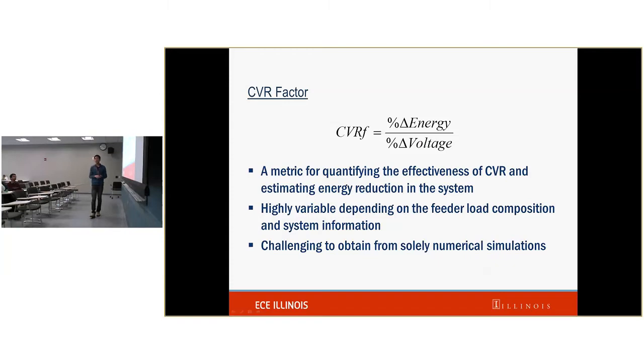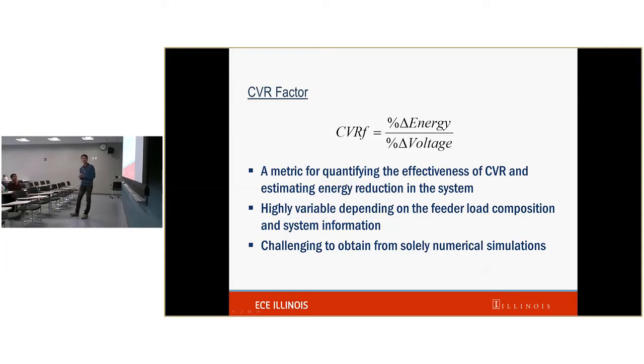So the CVR factor is a metric to evaluate the effectiveness of CVR in a certain feeder. The definition is percent change in energy over percent change in voltage. So if my CVR factor is 1, basically with 1% of voltage reduction, I get 1% of energy saving. And this should have a direct relationship.